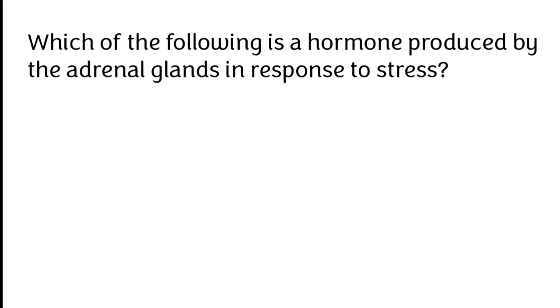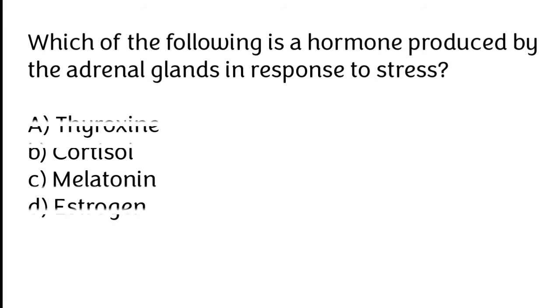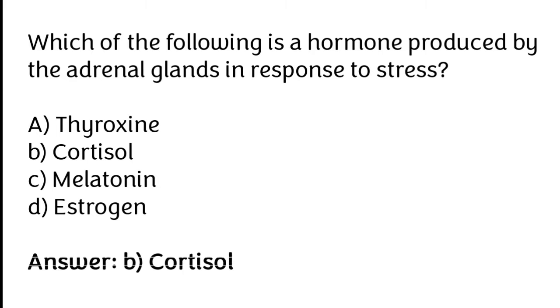Which of the following is a hormone produced by the adrenal glands in response to stress? Thyroxine, cortisol, melatonin, estrogen. The correct answer is option B. Cortisol is a hormone produced by the adrenal glands in response to stress.